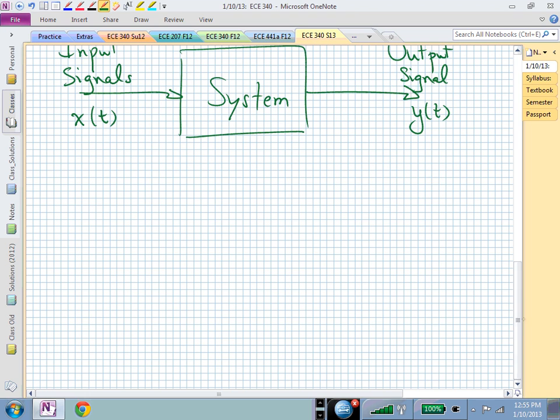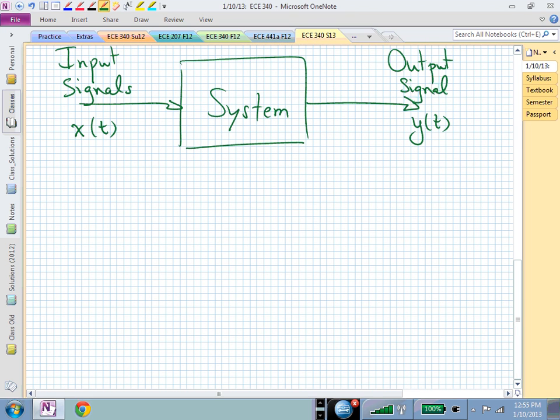This class, ECE 340, is a precursor to 3 different technical elective courses: a communications class, a controls class, and a signal processing, actually a digital signal processing class. And let me see if I can give you an idea or a flavor for the signals in each of those 3, what the system means in each of those 3, and what the output signal might look like in those 3 domains of study.